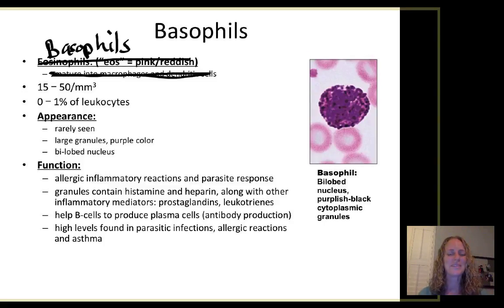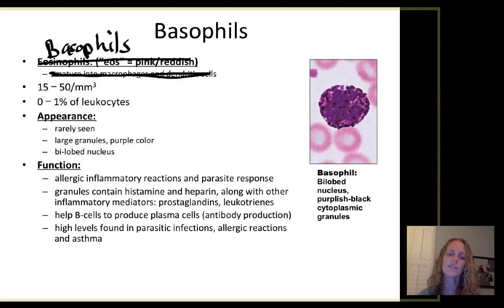Okay, basophils. Basophils are a very small percentage, an even smaller percentage than the eosinophils. So it's very, very rare to see a basophil. They're less than 1% of the total white blood cell count. They're rarely seen, but when you do see them, you'll see that they're very granular. They have large granules. Those granules are different in appearance to the eosinophils. They're more purple in color. And they do have a bilobed nucleus, but because of the large size of their granules, that nucleus is often obscured.